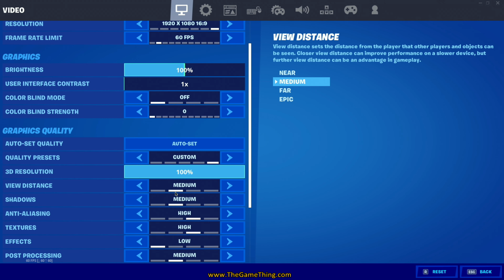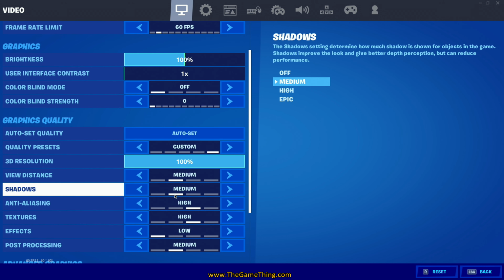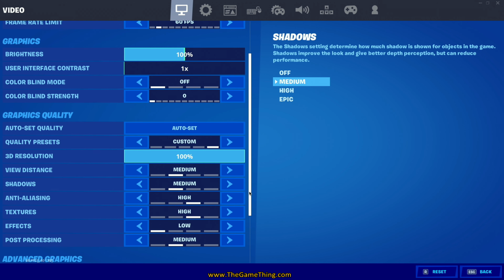Now view distance is on a medium there. I'd like to push that a bit higher, but medium will do. Again, I'm looking to get the best possible looking picture that I can for this. Shadows is on medium. I personally could do with shadows being off, but I'll leave them on because some people like to have shadows on. So that's the lowest setting for shadows there.